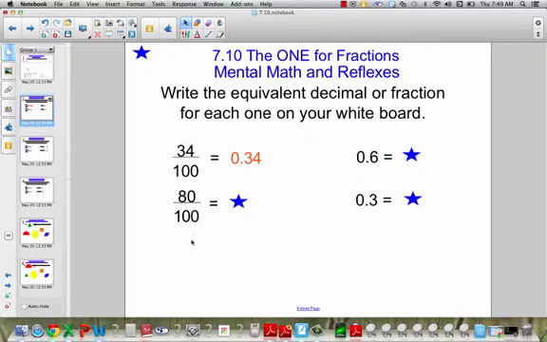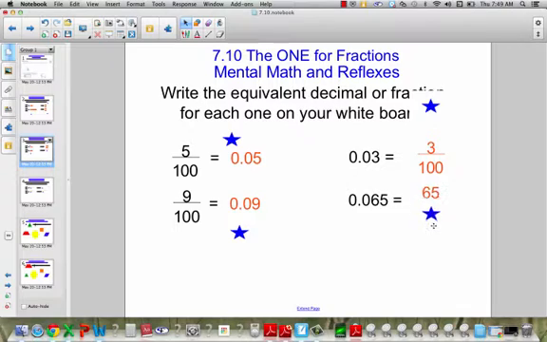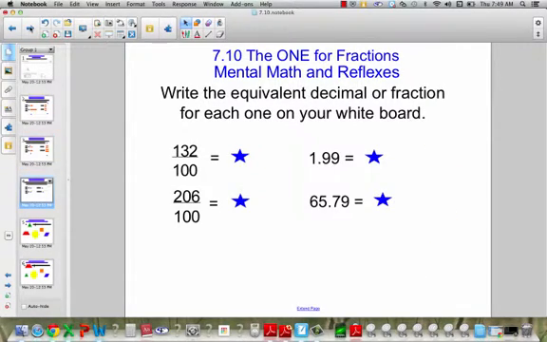All right, this is 80 hundredths. This is 6 tenths, and this is 3 tenths. Pause your video and work on these. This is 5 hundredths, 9 hundredths, 3 hundredths, and 65 thousandths. And last but not least, pause your video and work on these.